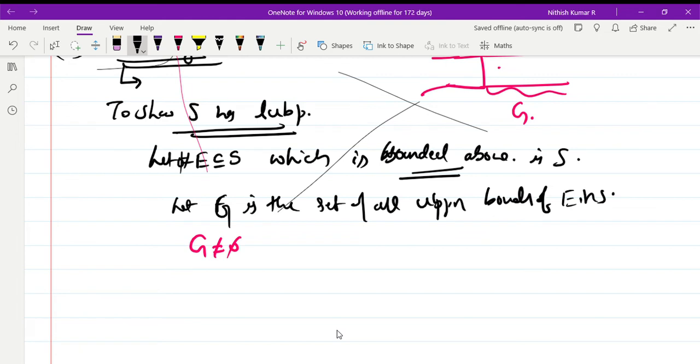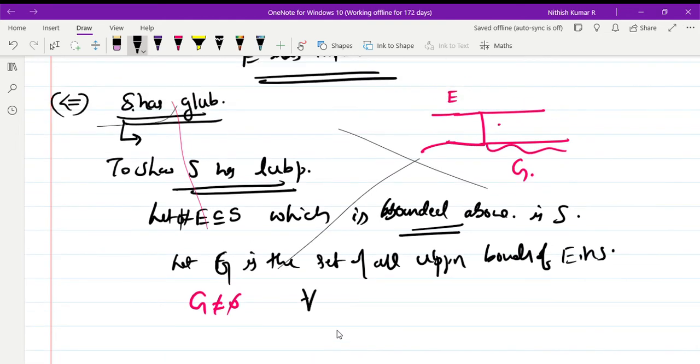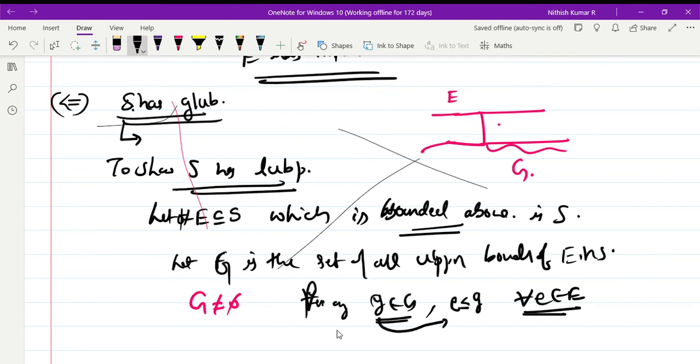So since G is the set of all upper bounds, for any g belonging to G, g must be greater than or equal to x for all x belonging to E. This implies that for any g belonging to G, g is an upper bound, therefore g must be greater than or equal to every element of E.